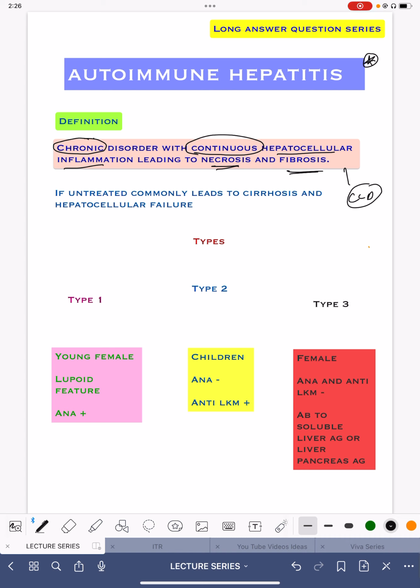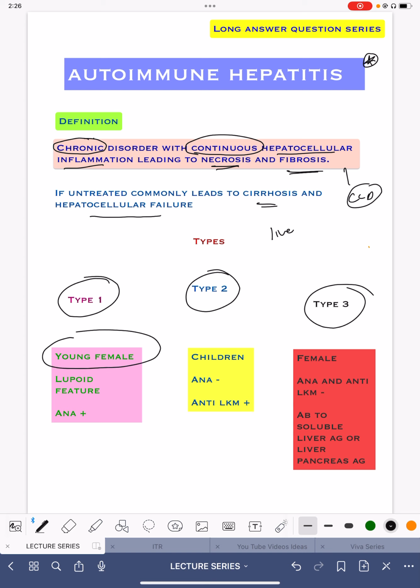So if it is not treated, then it definitely leads to cirrhosis and hepatocellular failure or liver failure. Now there are a total of three types of autoimmune hepatitis, that is type 1, type 2 and type 3. Why it is important is that type 1 is very commonly seen in young female patients, and the patient may have lupoid or lupus-like features. We will come to know the features again after some time. And these patients very commonly are ANA positive, that is anti-nuclear antibody positive.